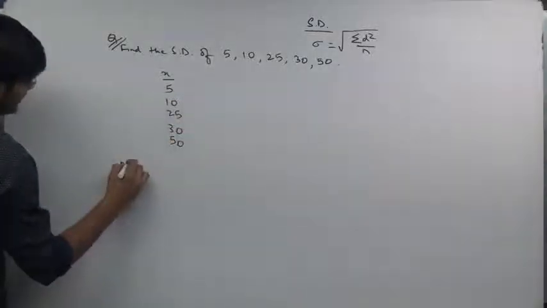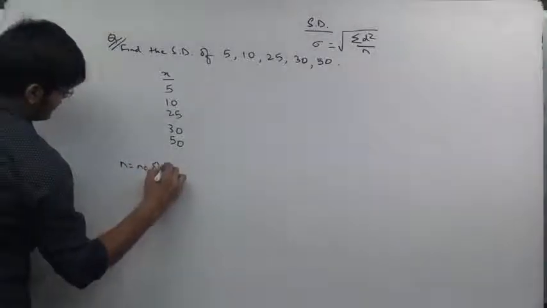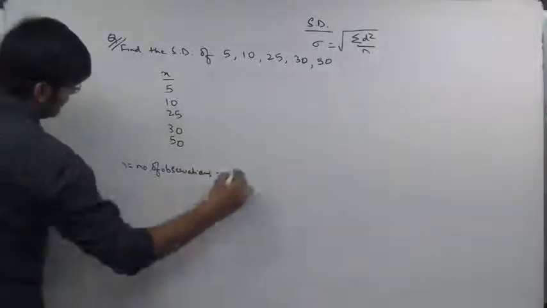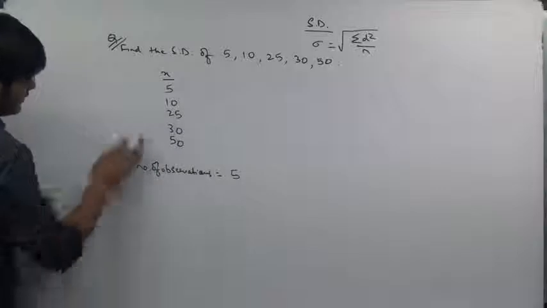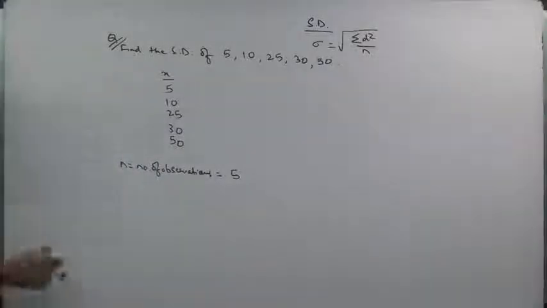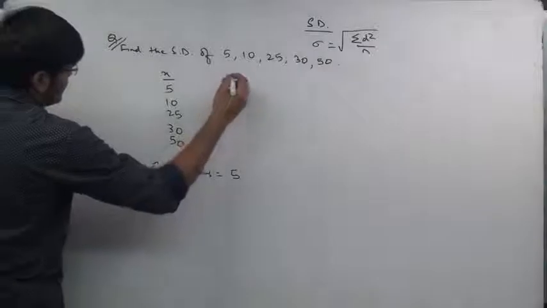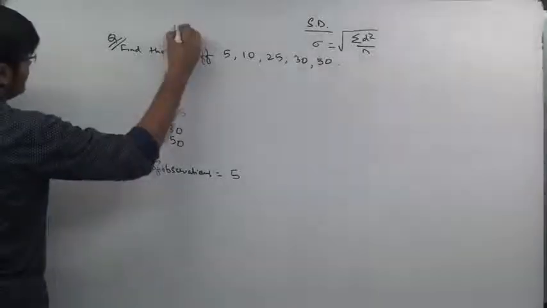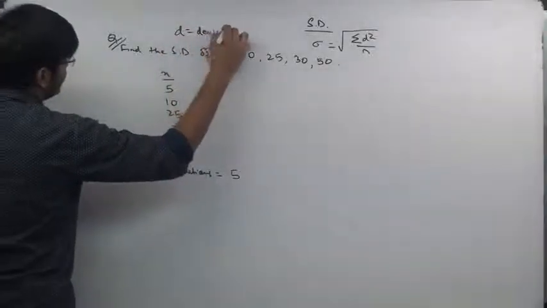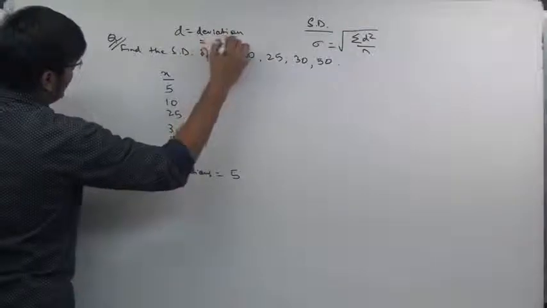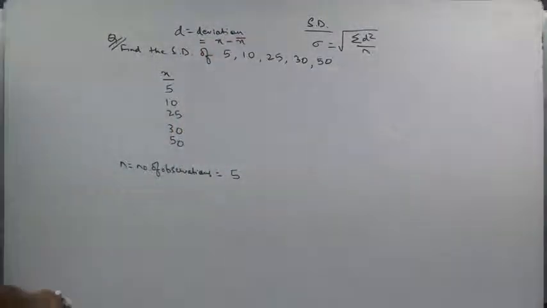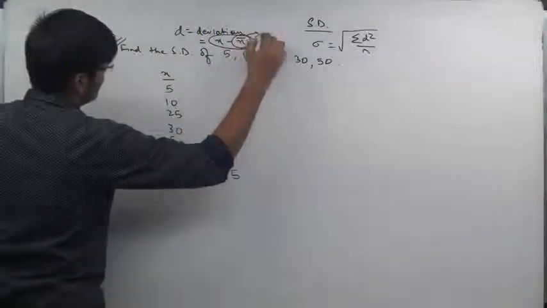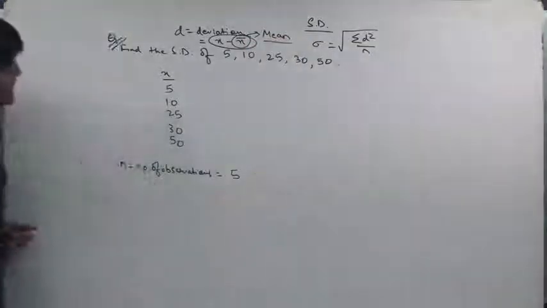We already know n here is equal to the number of observations, and here the number of observations is equal to 5: 1, 2, 3, 4, 5. Five total numbers have been given, 5 observations. Now, what we need is D. D is equal to deviation, or x minus x bar. Here x bar is equal to the mean of the series.